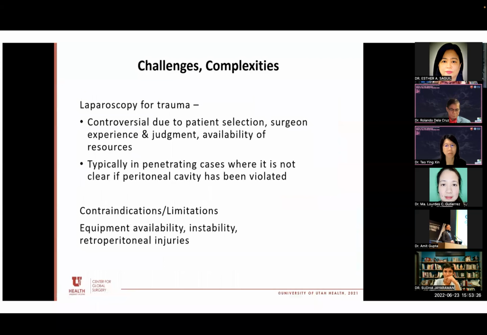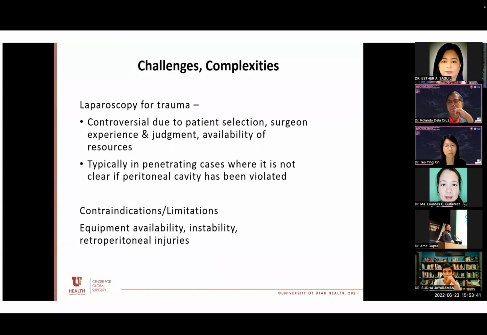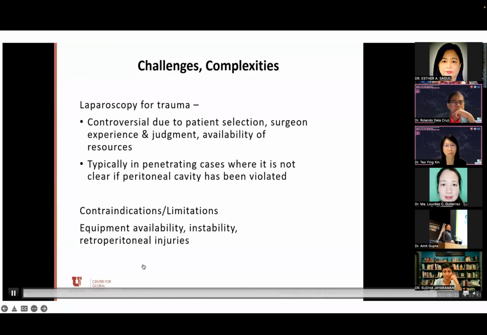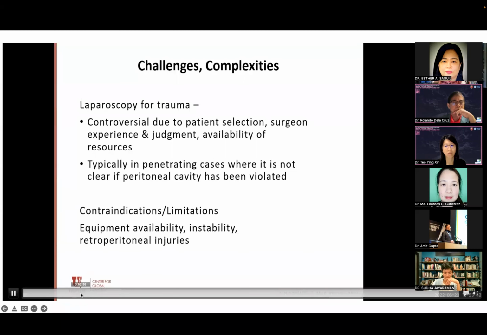Typically I tend to use it in penetrating cases where it's not clear if the peritoneal cavity has been violated, there's no obvious omentum that is protruding from the injury, and the patient's too agitated for me to even assess the wound. I don't perform a wound exploration. I think the likelihood of missing a potential intra-abdominal injury is too high.